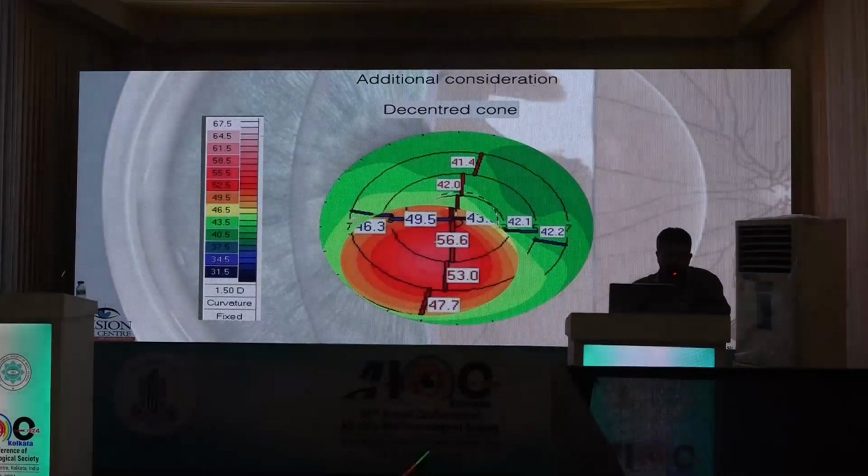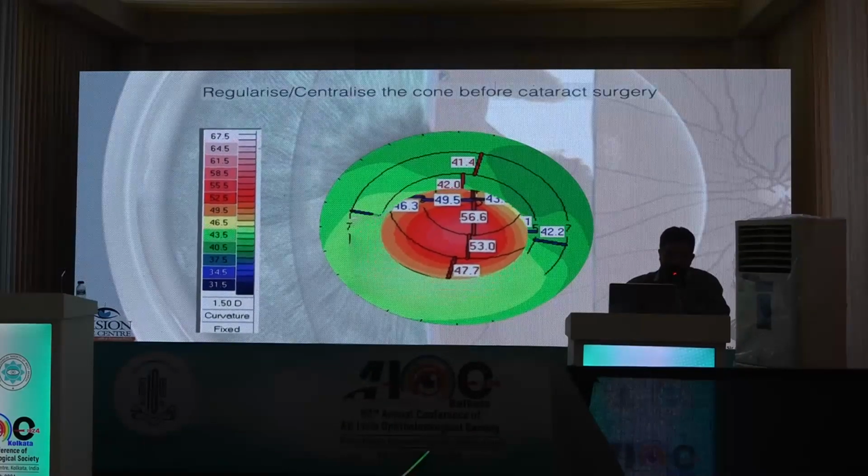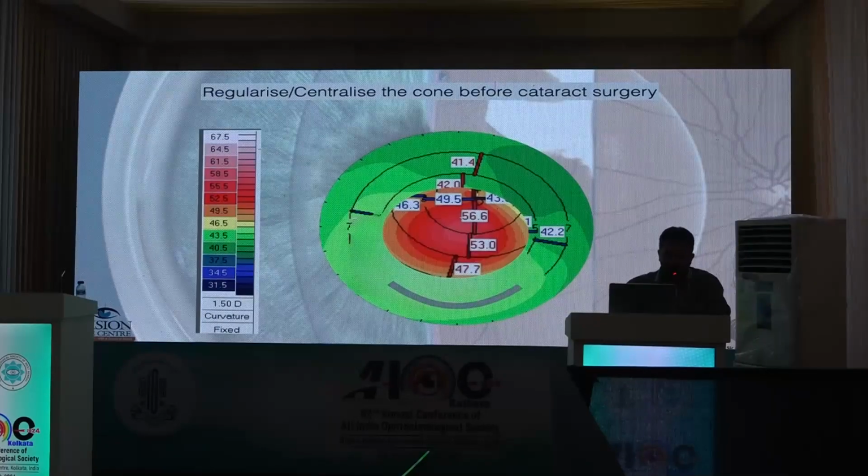There is another additional consideration: centered cones in keratoconus usually tend to do better. So if you have an extremely decentered cone such as this one, it would be a good idea to regularize the cornea either by placing an intracorneal ring or by doing a topo-guided PRK prior to your cataract surgery, and then after a few months doing your IOL power calculation, and then going in for a Toric IOL.